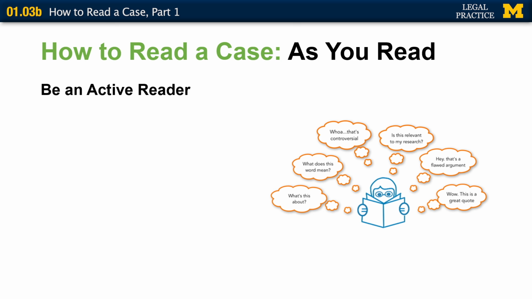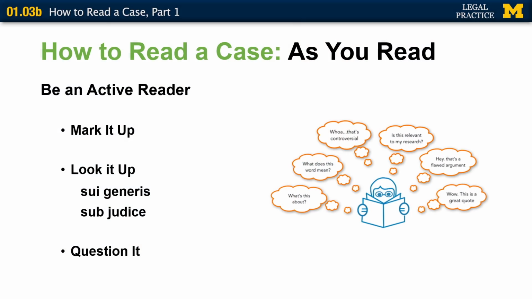Additionally, as you read, a few hints. The first, you've got to be an active reader when you're reading legal cases. You've got to mark it up. You've got to use highlighter, pens, circling, underline, whatever works for you. Studies show the more you mark up a text, the more likely you are to be able to understand and comprehend the information in that text.